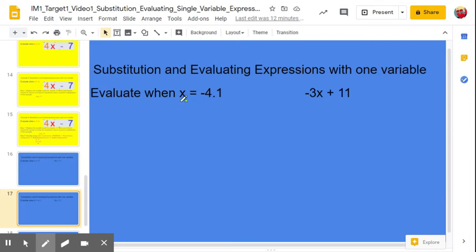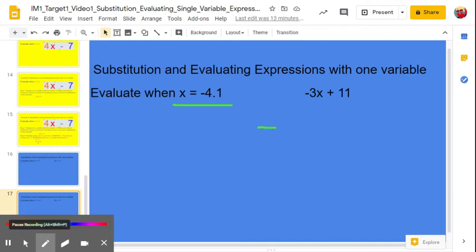All right, let's try one now when we have a decimal number. So our x, we're going to evaluate the expression when x equals negative 4.1. Again, you may use a calculator if you want with the decimals. But if you're writing it down, show all the work the way I showed you in the examples. All right, see how we do this one.